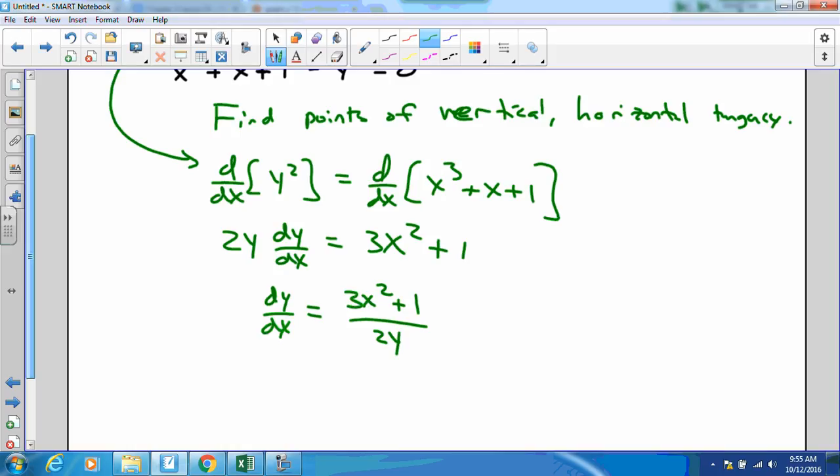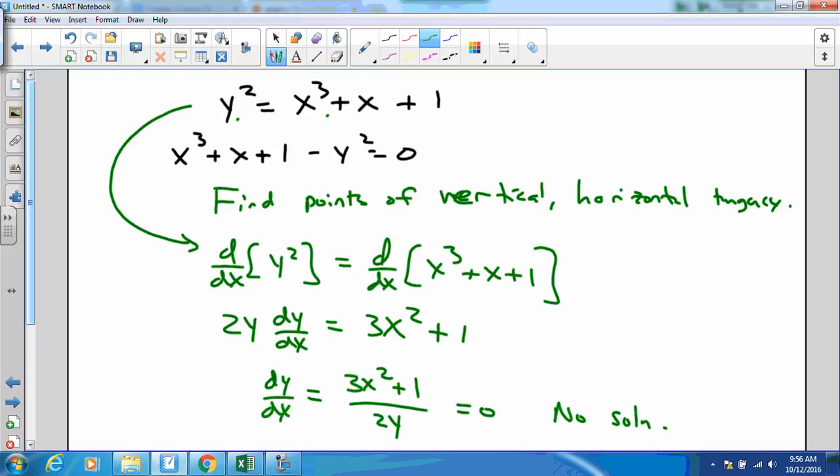You can see that I'm not going to get any zeros here for this one. We'll come back and do it again tomorrow with a different example. If I set this equal to 0, what I get are no solutions, because 3x squared plus 1 cannot be 0. If I set this equal to infinity, then that's going to give us y is equal to 0. Well, if y is equal to 0, then that means that my solutions are going to be the solutions to x cubed plus x plus 1 equals 0.